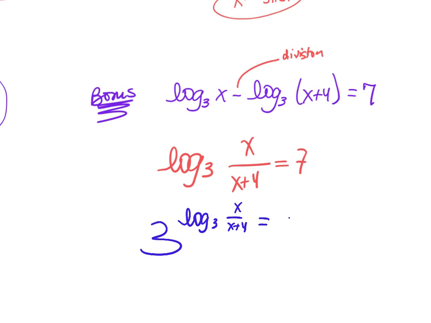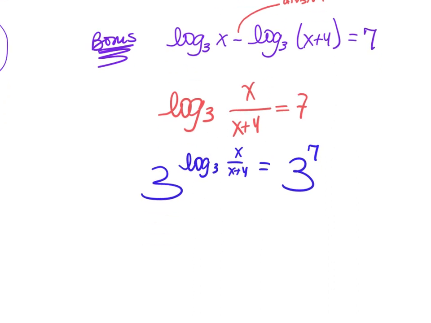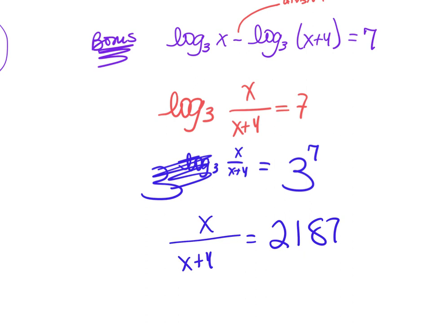And what you do to one side, you do to the other. So I have 3 to the 7th power. So 3 and log 3 would cancel out. That leaves me with x over x plus 4 equals, and what is 3 to the 7th power? It's a big number, to the 7th power. Oh, not too big. 2,187.